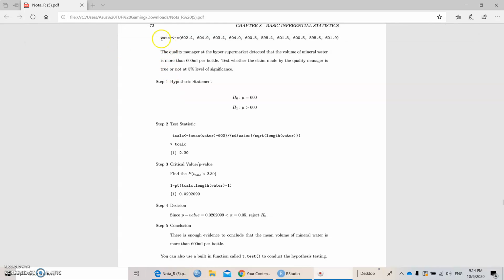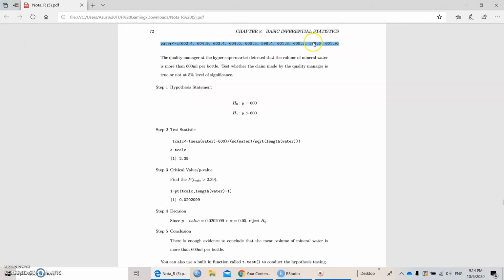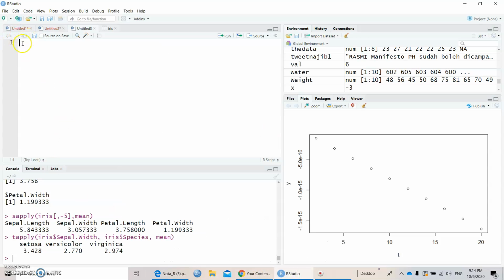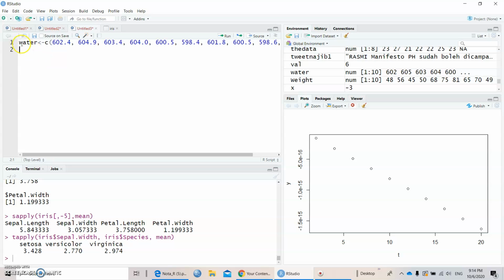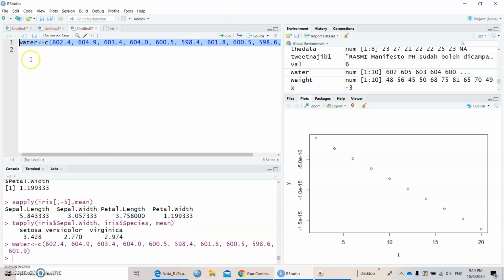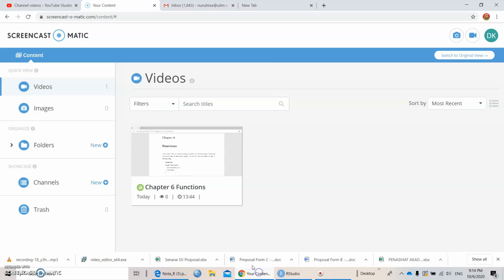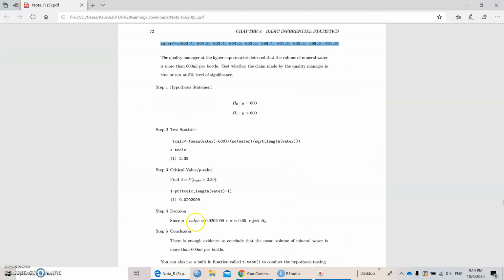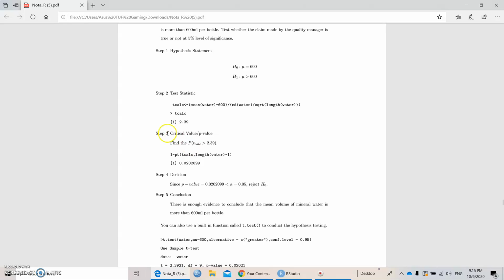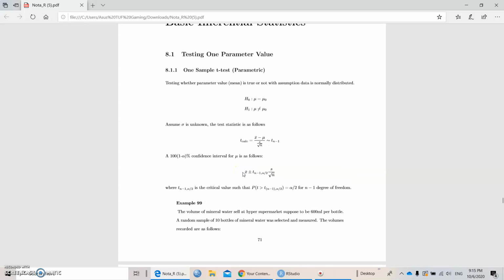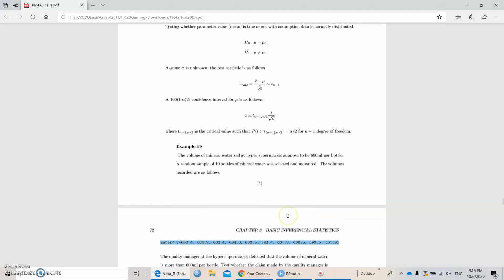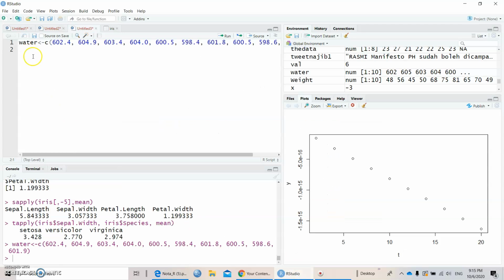Let's copy the data first. The data is in vector form, so there are 10 observations. Run. And then we want to compute the test statistic. This is based on the formula: x bar minus mu, divided by the standard deviation over square root n.